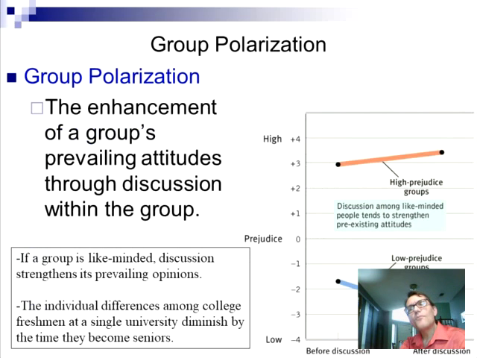And then finally, group polarization. This is a pretty big one. If you've got 5 people in a group and they all walk in with positive attitudes or something like that, they're going to walk out with even more positive attitudes. They will never look at the other side of the argument. So like-minded people, when they discuss things together, become even more like-minded and even more extreme than they had been to begin with. Look at this: the individual differences among college freshmen at a university diminish by the time they're seniors. So as freshmen, they're radically different from each other. By senior year, they're almost all exactly the same.